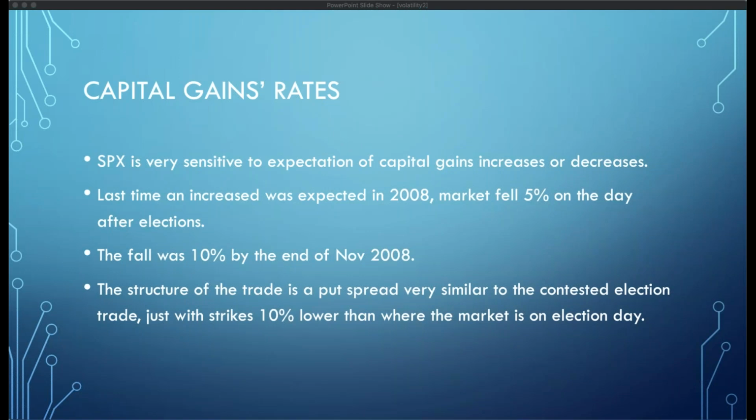So anyway, the whole discussion about this is that if that's a realistic case, I don't know how realistic that is, but if you think it's realistic, then you have to be prepared for a fall of 10% by the end of November this year. So how to play that 10%? The same thing, put a spread 10% down. It could be even cheaper than the one that I showed for the contested election. Even if the election is not contested, that is the 10%. And it's very similar.